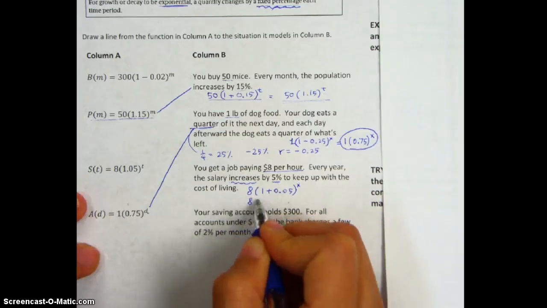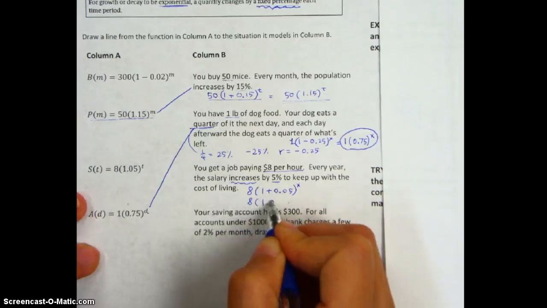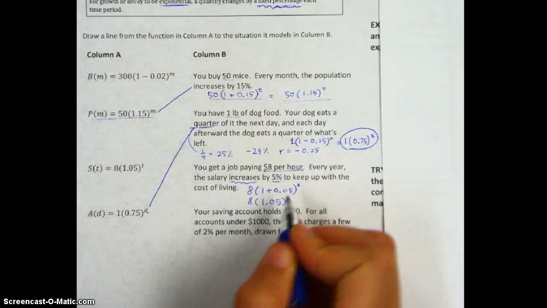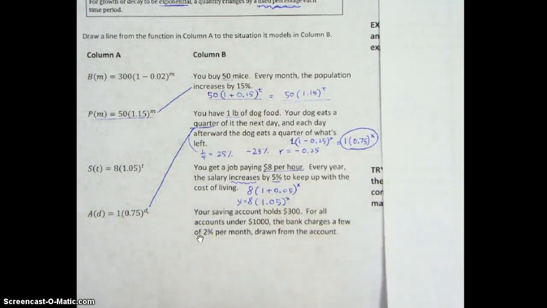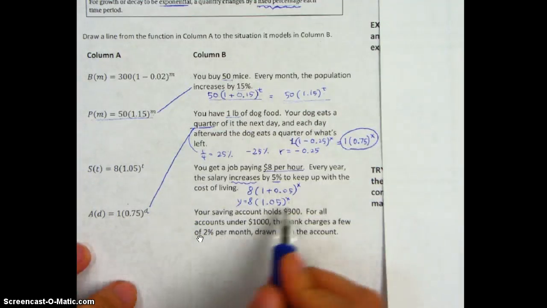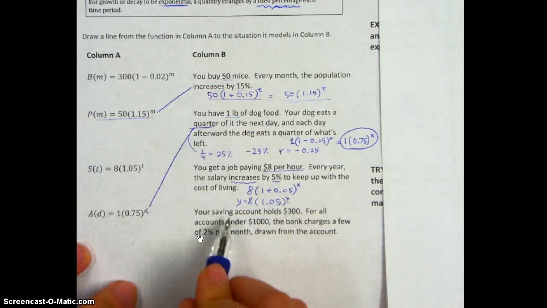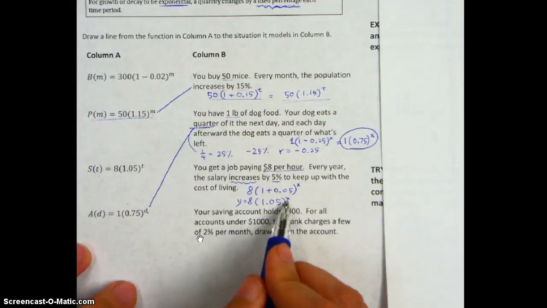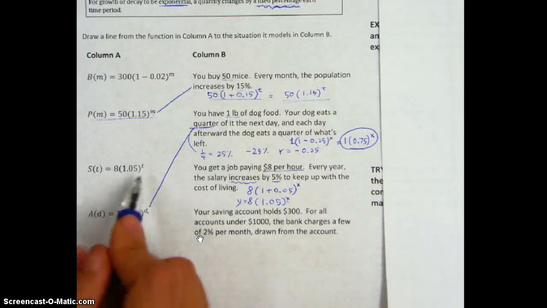So that would be 8 times 1.05 to the x power. This function gives you the amount of salary you receive after x years. If I plug in 2, then you get the amount of salary after 2 years. So that function matches with this one.